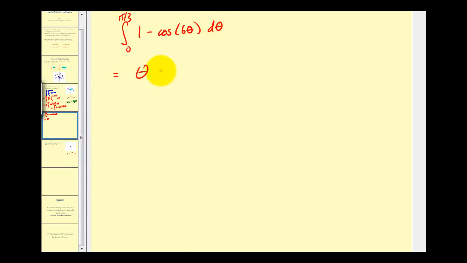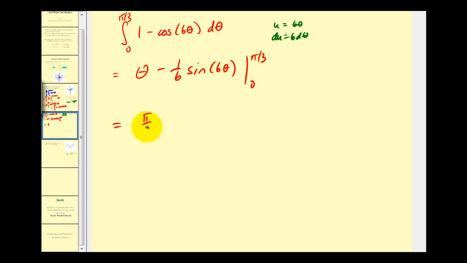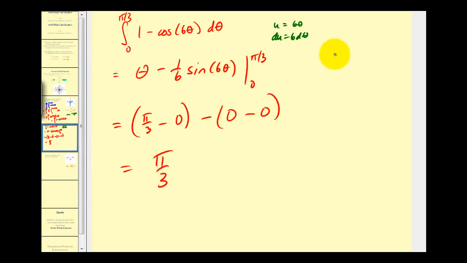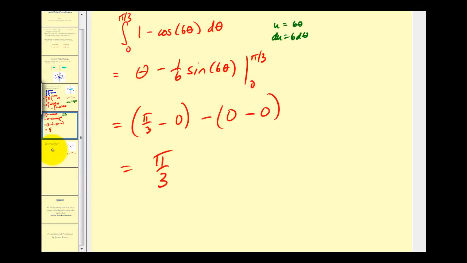So here we'd have theta. The antiderivative of cosine u would be sine u, minus the antiderivative of cosine 6 theta. We'd have u equals 6 theta, du equals 6 d theta. So we'd have an extra factor of 1/6 sine 6 theta. Evaluate this at 0 and pi/3. So replacing theta with pi/3, we'd have pi/3 minus, well, the sine of this would be 2 pi, that's 0. And then minus this would be 0, and this would be 0 again. Pi/3 would be the area of one of these petals. We'll take a look at one more example in part 2.